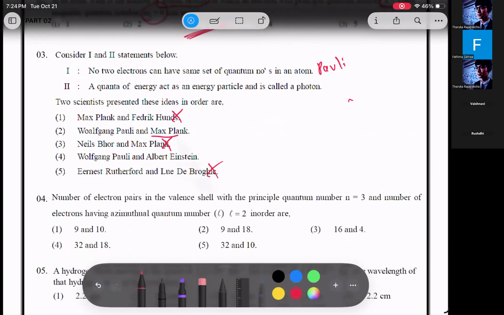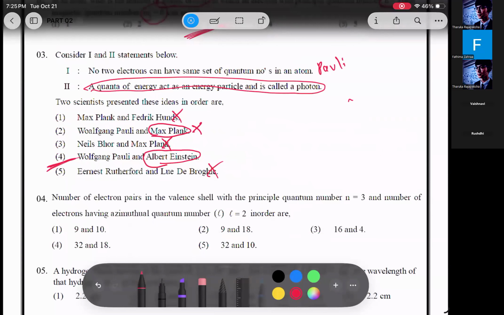And this is very sensitive as to who told this. This part is very sensitive in the syllabus. The quanta of energy act as energy particle called a photon. People remember, Max Planck never told the word photon. Who told the word photon? Photon was told by Albert Einstein, right? So Albert Einstein is the person who told about these photons. So it's not the second answer, it is the fourth answer.